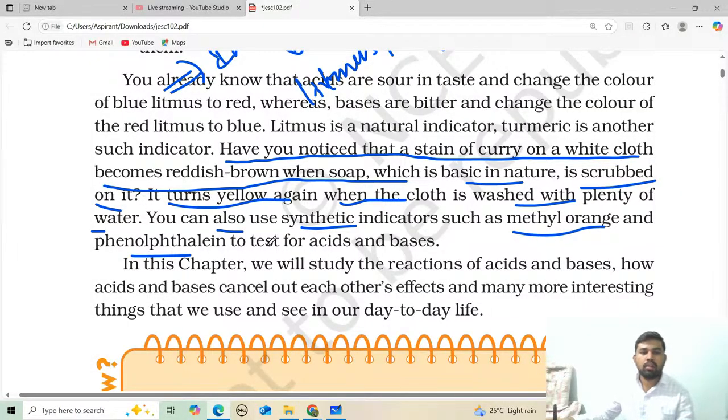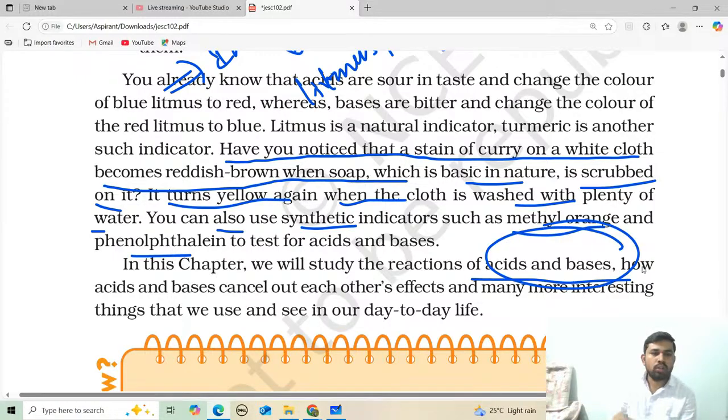So in this chapter, we'll study the reactions of acids and bases. We are going to discuss how these acids and bases are cancelled out. Again, we are talking about neutralization reactions and many more interesting things we use and see in our daily life. Okay. Then after this.